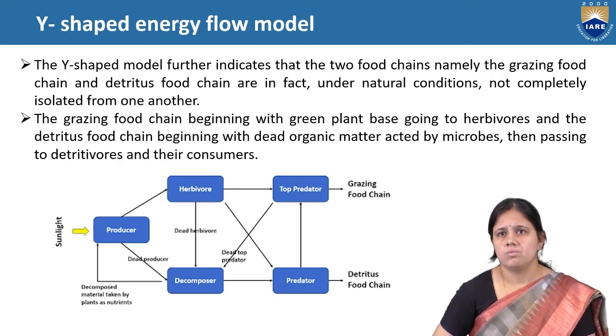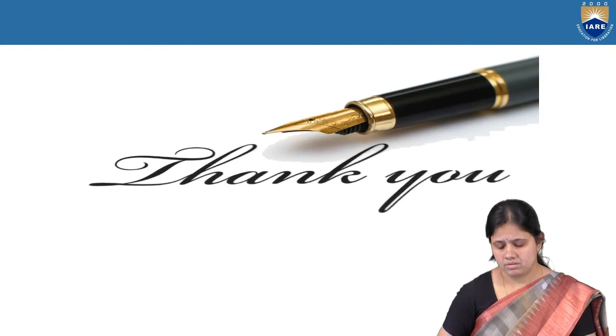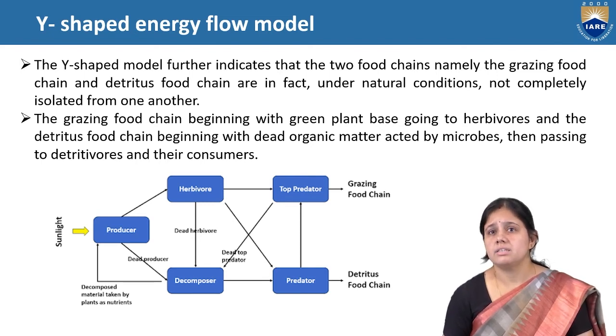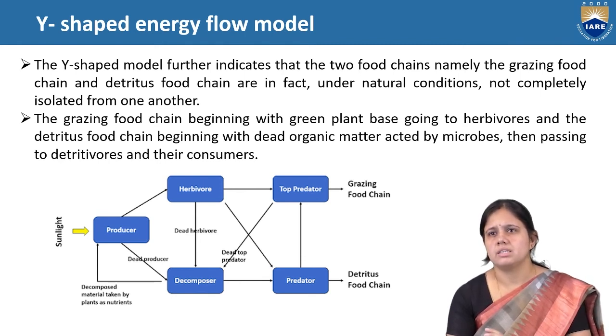Y-shaped energy flow model. It indicates that the two food chains, namely the grazing food chain and the detritus food chain, are in fact, under natural conditions, not completely isolated from one another. The grazing food chain begins with green plants, going to herbivores, and the detritus food chain begins with dead organic matter acted upon by microbes, then passing to detritivores and their consumers. The Y-shaped energy flow model is the interconnection of both food chains, the grazing food chain and the detritus food chain, in a natural condition.